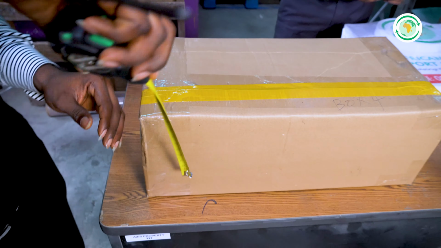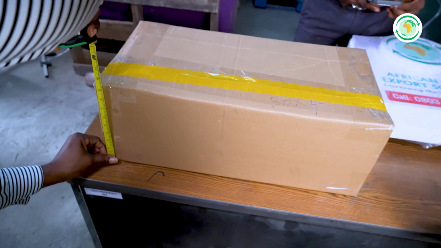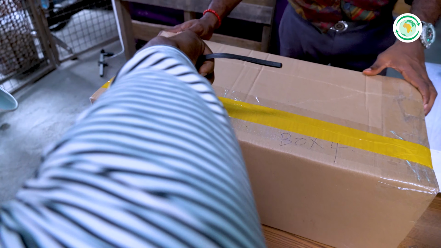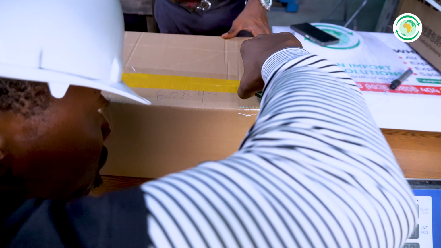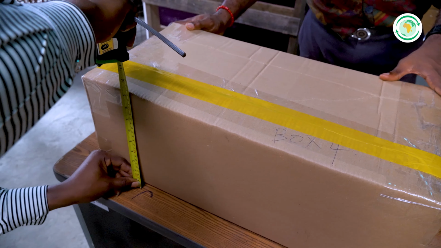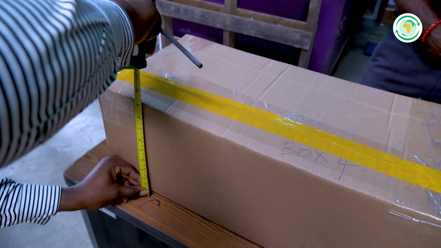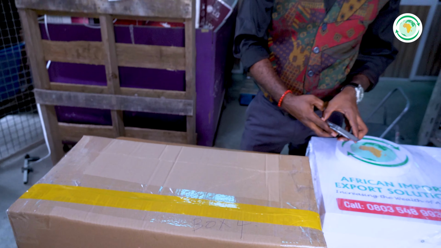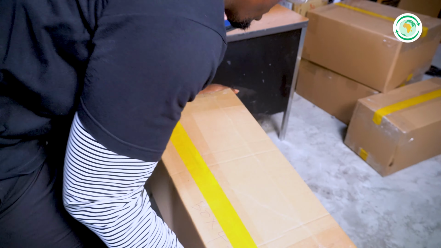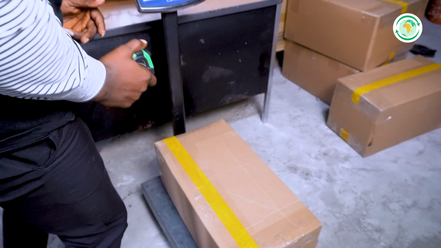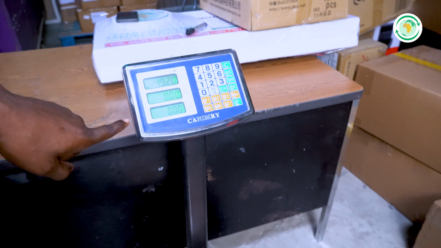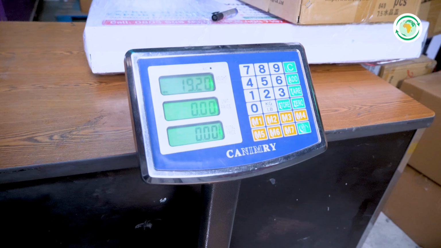Now I'm going to take the height. Same thing I'm going to do for the height. Don't just come here and take it. I go around to see uniformly to see which is the highest part. I think around here is the highest part, which is 23 cm. So I'll put the bus now on the scale. Wow. This is 19.2 kg. 19.2 kg.